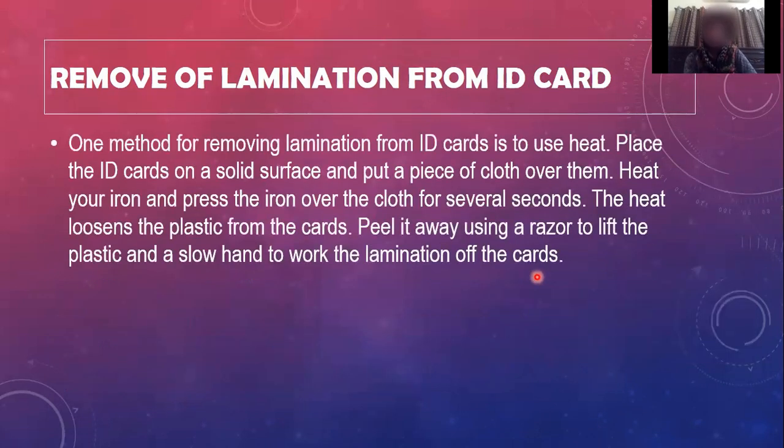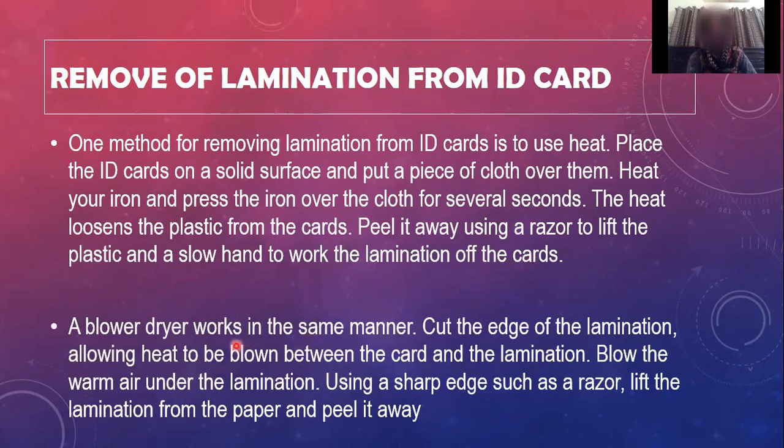Next we have removal of lamination from an ID card. One method for removing the lamination from an ID card is to use heat. As we know, plastic is very easily removed by heat. So place the ID card on a solid surface and put a piece of cloth over it. Heat your iron and press the iron over the cloth several times. The heat radiation loosens the plastic from the card. Peel it away with a blade to lift the plastic, and use a slow hand to work the lamination off the card.